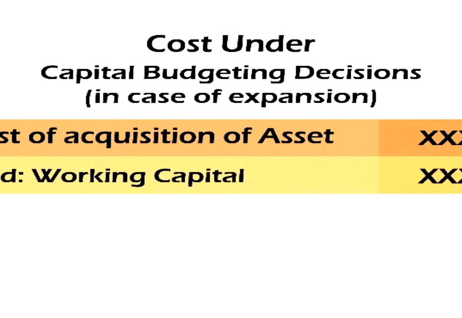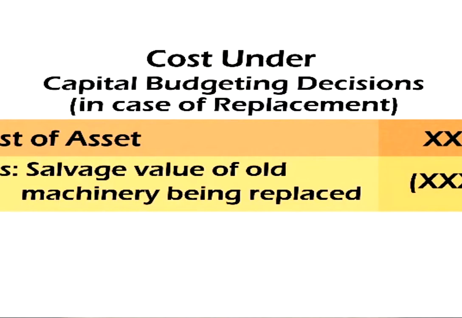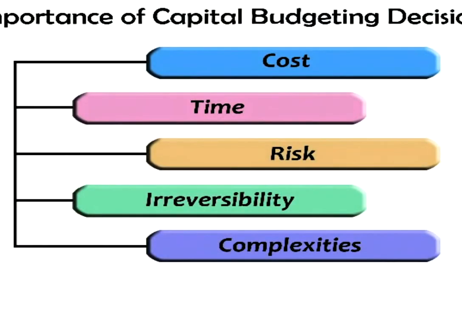Initial cost here means cost of acquisition of some asset, and if it's an expansion project, we may need some additional working capital. So that cost shall be added to the cost of the asset or project. And if it's a case of replacement, cost of replacement of assets shall be the cost of the project. And if I am able to receive certain salvage value by selling that asset, that cost shall be reduced by that amount of salvage.